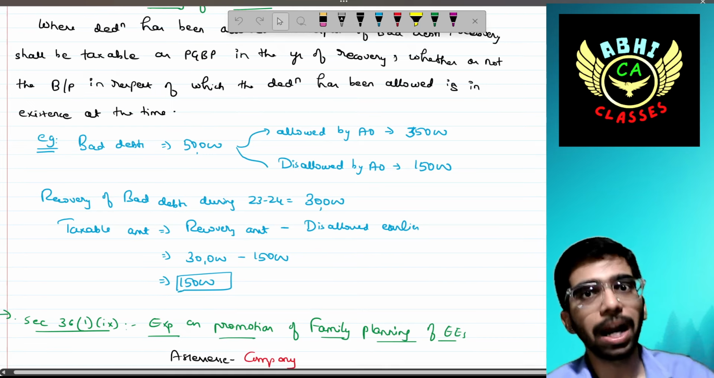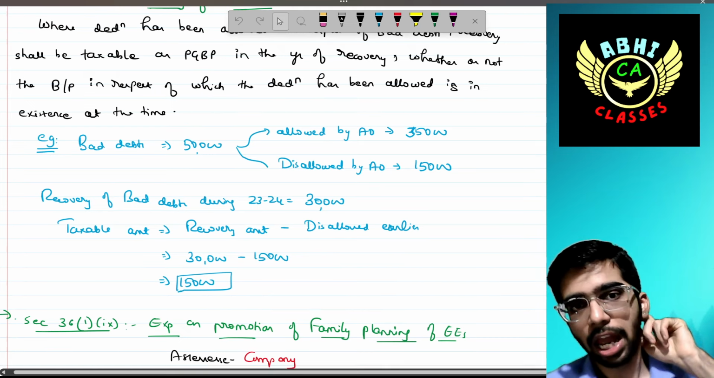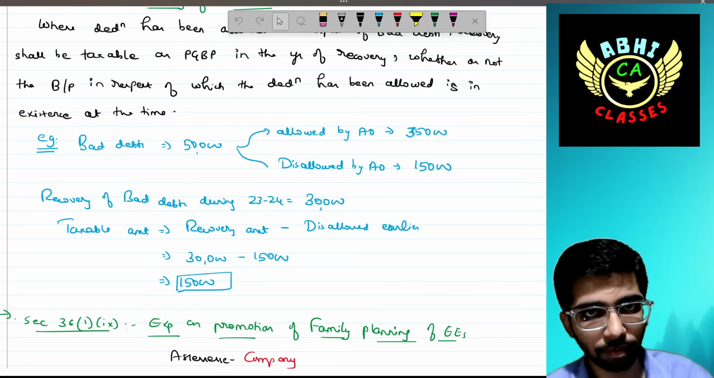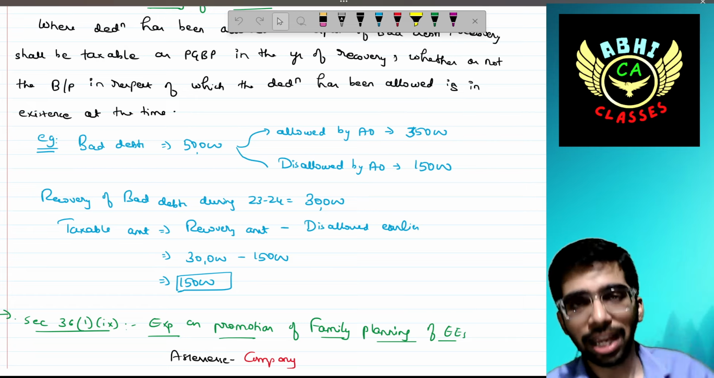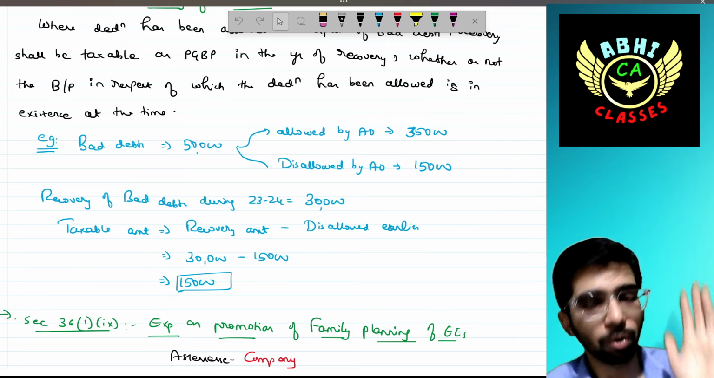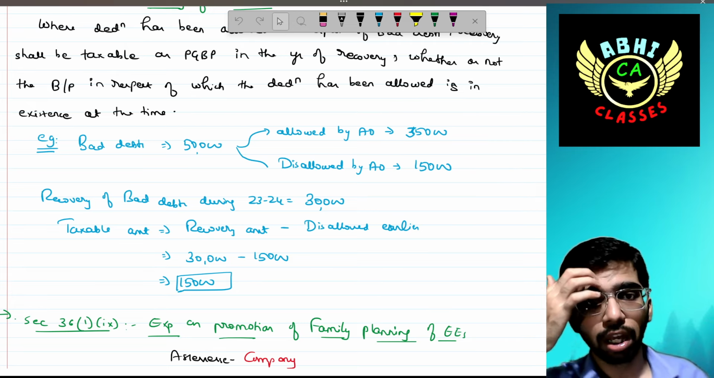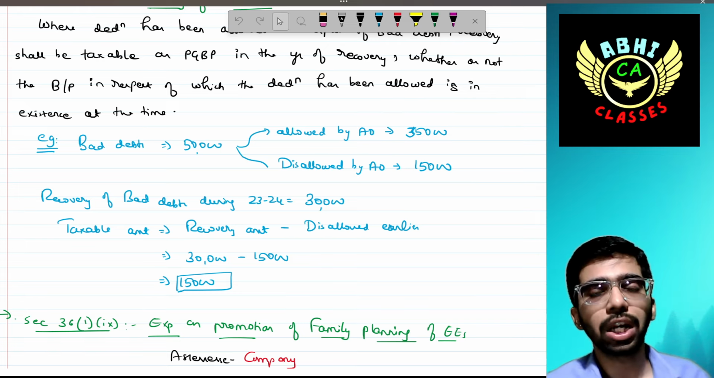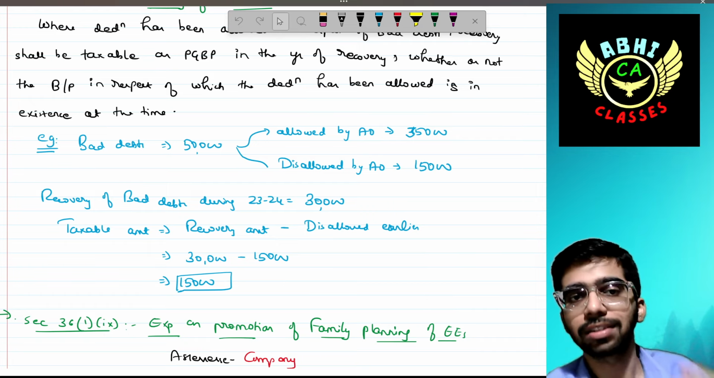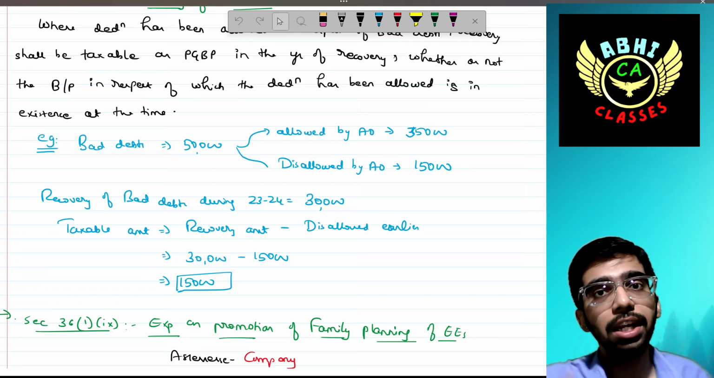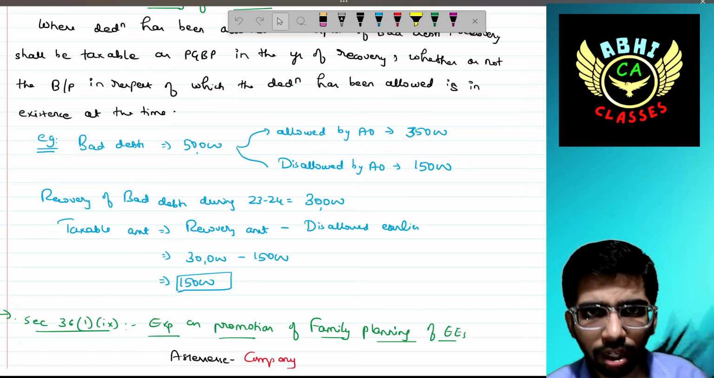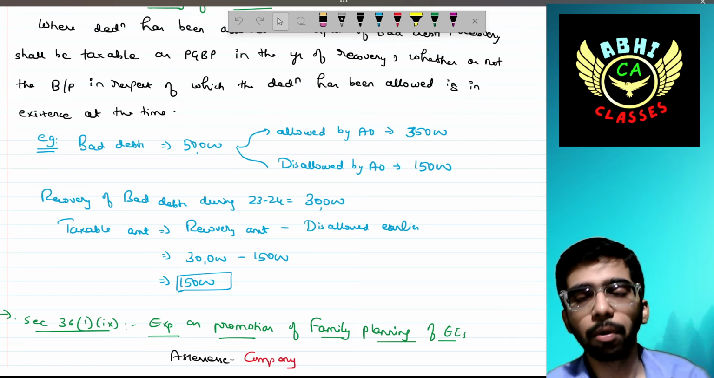Example, 50,000 is a bad debt. I have claimed a deduction. Allowed by the assessing officer is 35,000. Disallowed by the assessing officer is 15,000. Out of 50,000, I had been allowed a deduction only to the extent of 35,000, and 15,000 had been disallowed. In 23-24, I have recovered 30,000. So the taxable amount would be the recovery amount, that is 30,000, minus the earlier disallowed amount, that is 15,000. Because on that 15,000 I have already paid the income tax, right?